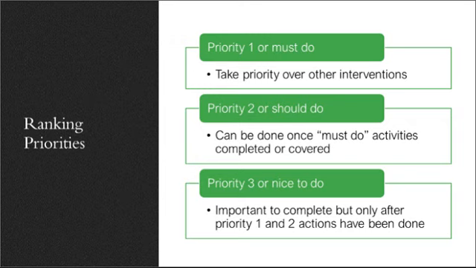Ranking priorities. Priority 1 is a must-do. Priority 2 is a should-do. Priority 3 is nice to do. It's like we do in teaching. You must know it. You should know it. It's nice to know it. So priority 1 takes priority over all other interventions. Priority 2, you should do, means that they're not essential, can be done once must-do activities are completed or covered. Priority 3, important to complete, but only after 1 and 2 can be done.